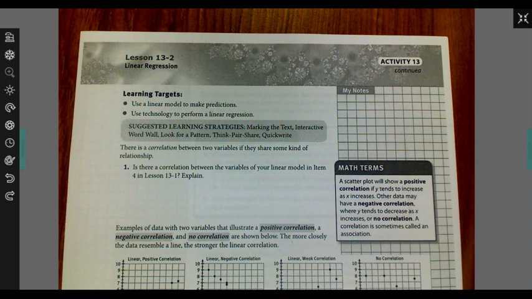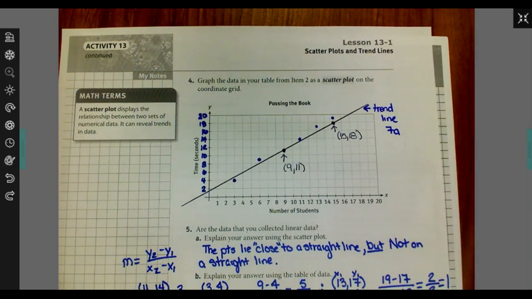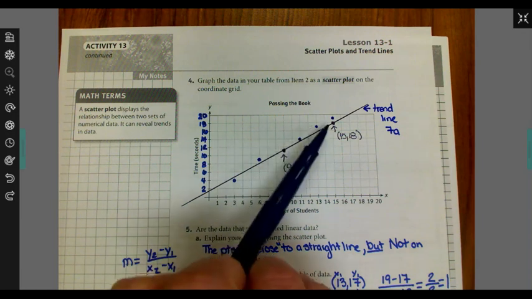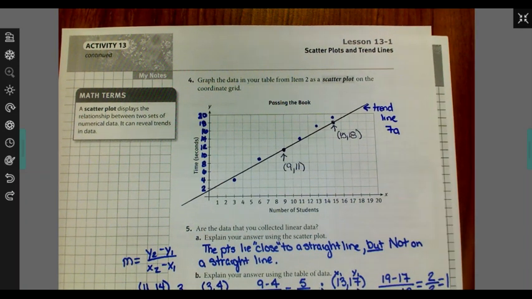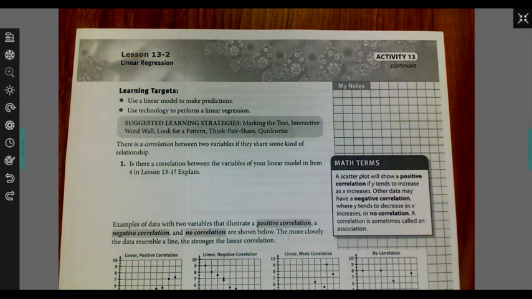Is there a correlation between the variables of your linear model in item 4 in lesson 13.1 and explain? Now I'm going to go back and pull the data from 13.1 that we had. This was our data from item 4, 13.1. Remember, we plotted these points. And the question is, is there a correlation between the dots? As one increases, does the other tend to increase, and vice versa?